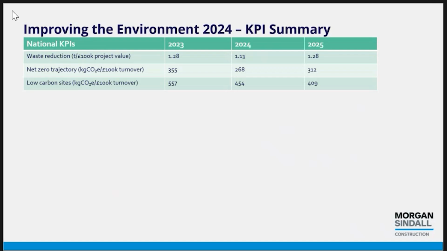The net zero trajectory is measured as kilograms of CO2e per 100k of turnover, and that picks up what's happening in the site offices and also the offices occupied, like the Newcastle office. Low carbon sites affects what's happening on site, and again, it's measured by kilograms of CO2e per 100k spend. And you can see that number is reducing every year from 2023 to 2025 and all the way up to 2030. That's going to keep dropping. Low carbon sites picks up the electricity we use and the fuel we use, including subcontractors' fuel.